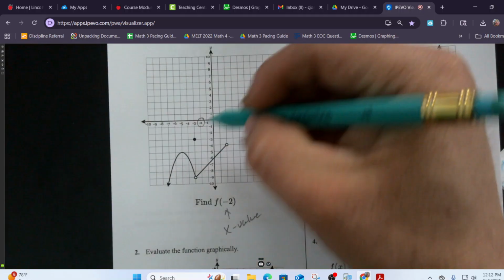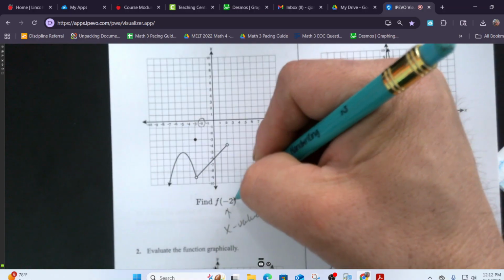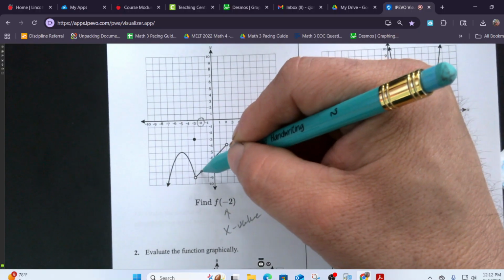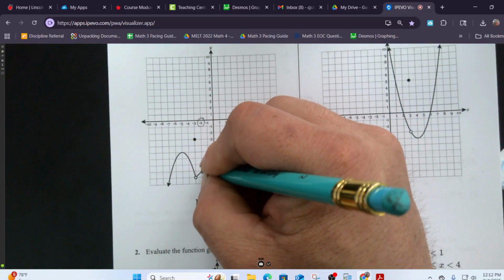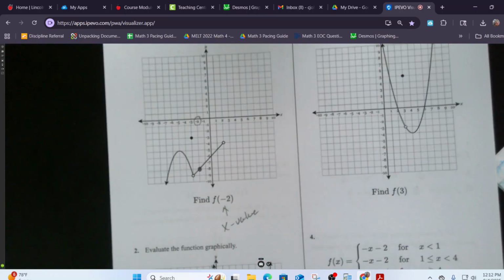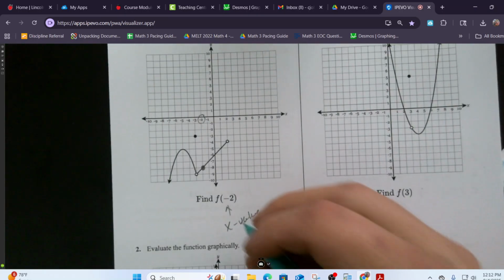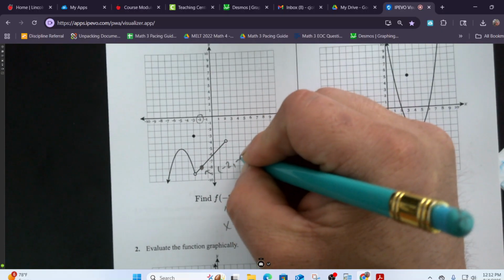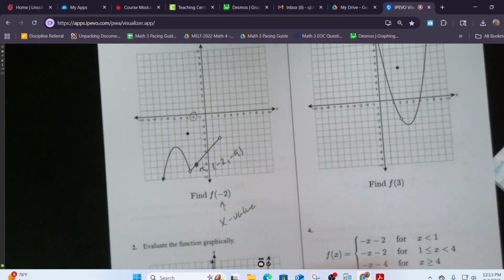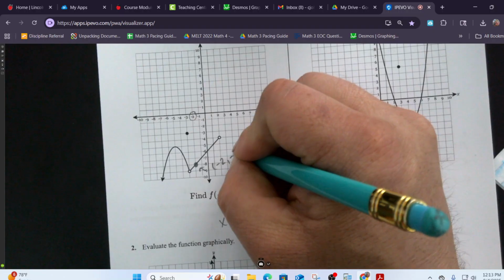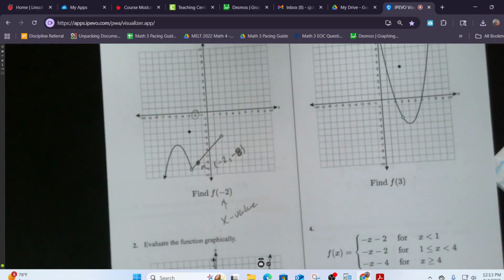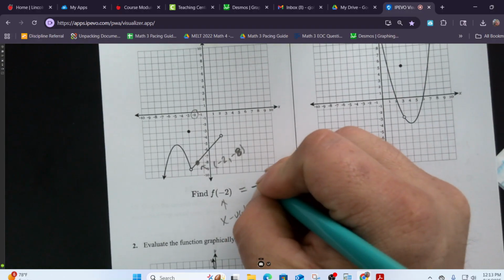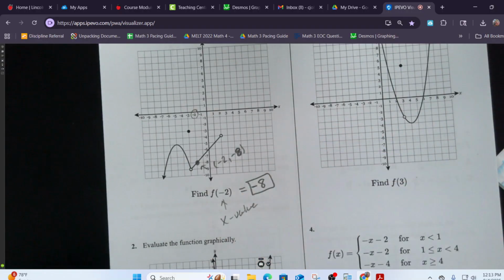So now if I find this number on the x-axis, go down here to where it's defined. That's where it's defined, right? Now, the coordinate where it goes through there is -2, -8, excuse me, -8. So now, the answer to this one is the y value.